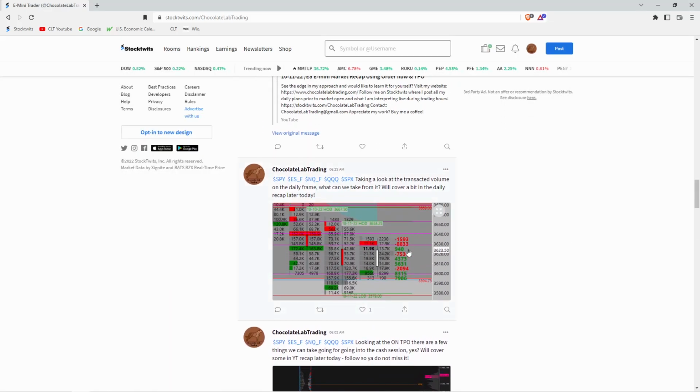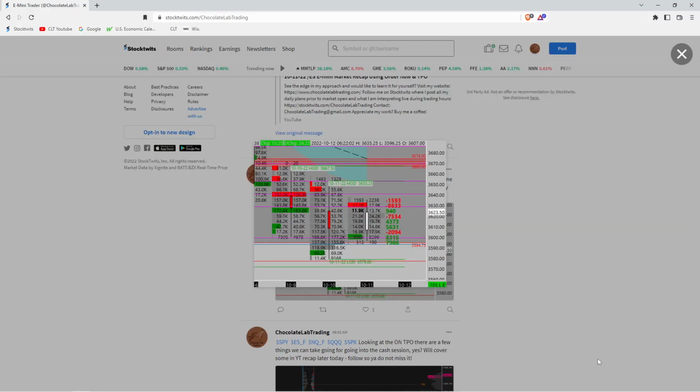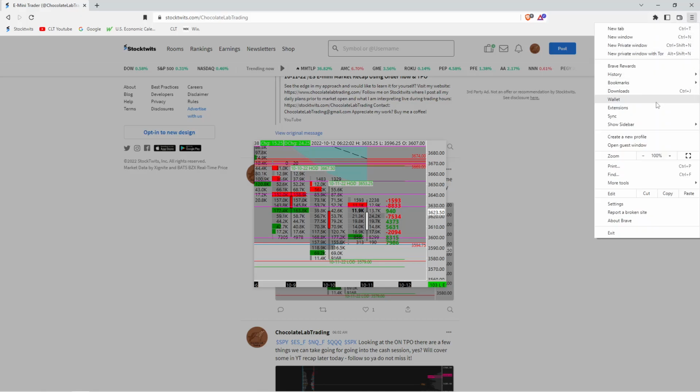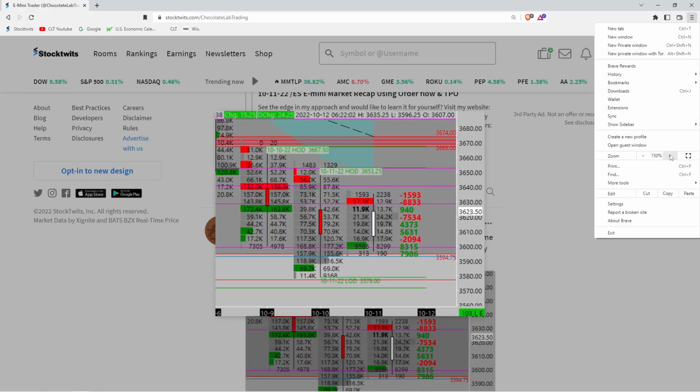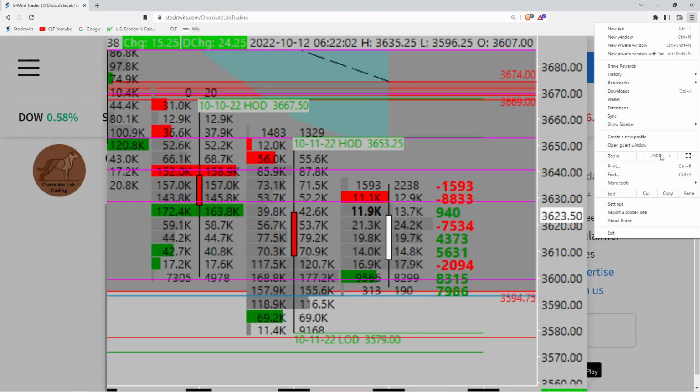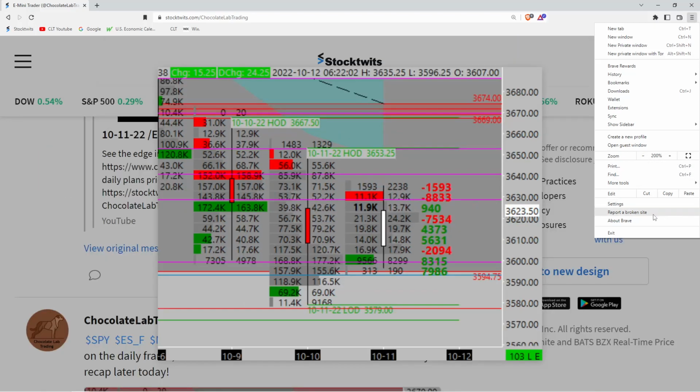What do we have next? So taking a look at the transacted volume on the daily frame, what can we take from it? We'll cover a bit in the daily recap later. Unfortunately, I don't have this screenshot saved, so I'll zoom in here.